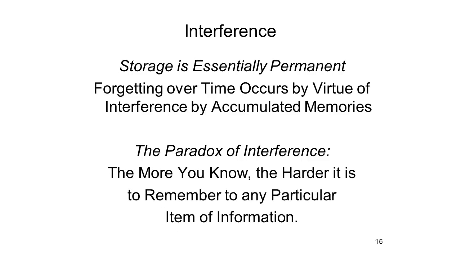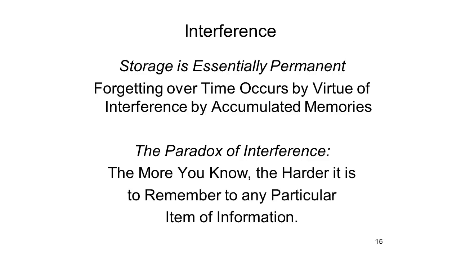Setting aside accidental impairments of the consolidation process, as in traumatic retrograde amnesia, certainly the primary source of time-dependent forgetting is what we now think of as interference. The general idea of interference is that, once encoded, with perhaps a little extra time needed for consolidation, memory traces are permanently stored, and forgetting occurs by virtue of the mutual interference that occurs among accumulated memories. This leads to what is now known as the paradox of interference.